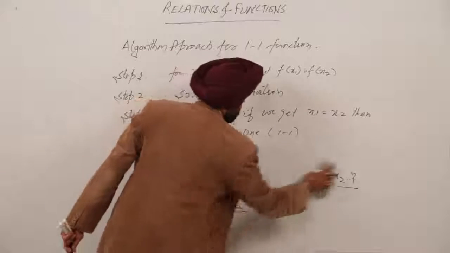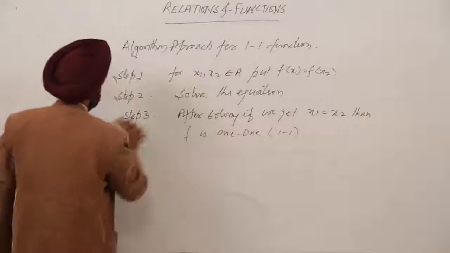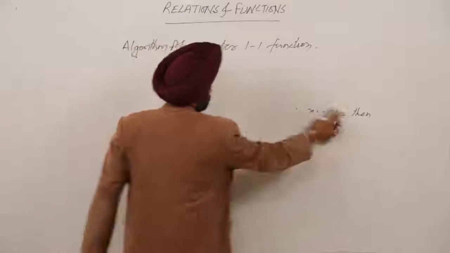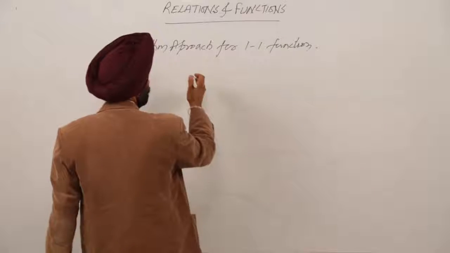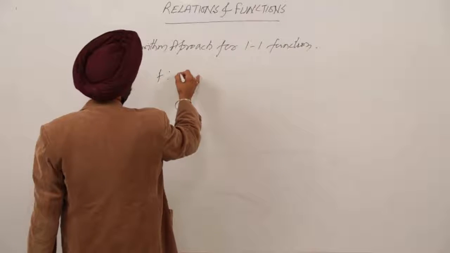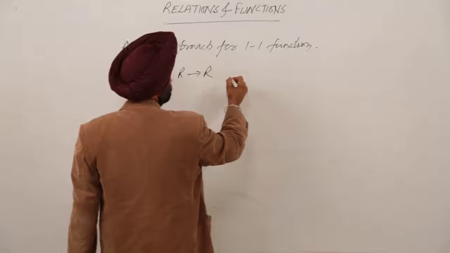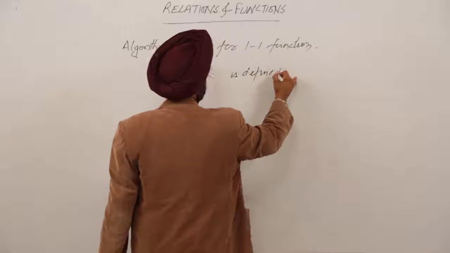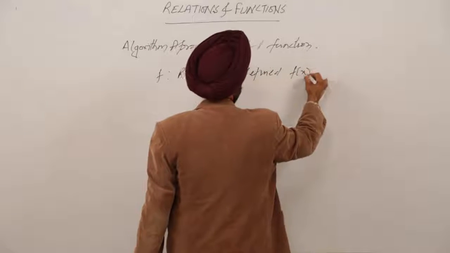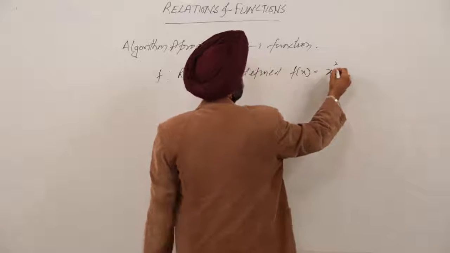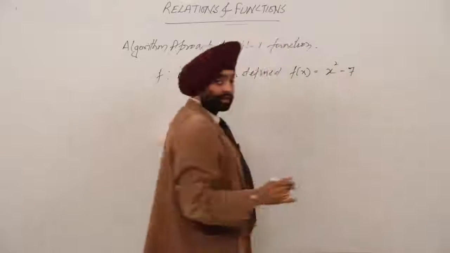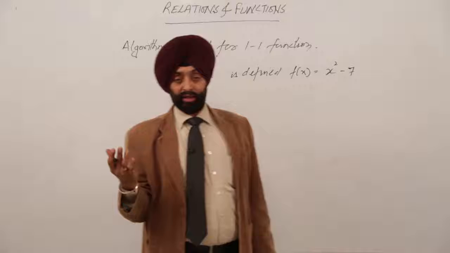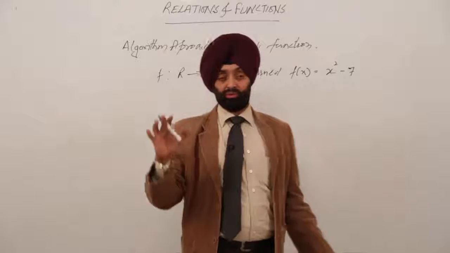Now I am going to give you another example, and remember the steps I have written on the blackboard. Now the question is, a function from the set of real numbers to real numbers is defined by f(x) equals x square minus 7. Now let's check it. The first question was with a single degree, that was 4x minus 7, 4x plus 7, 4x, whatever you want to take.